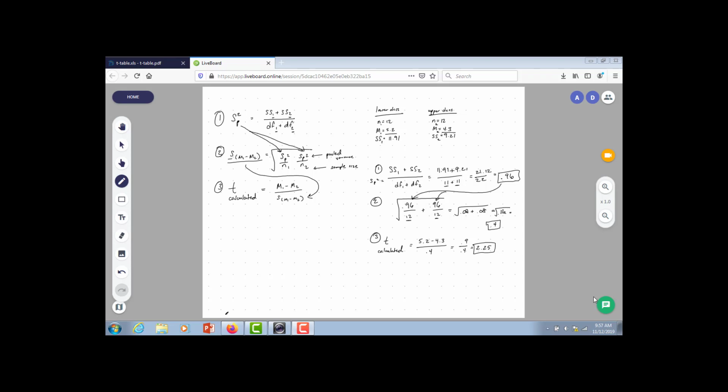Now, we have a t calculated, and we still need to make a decision in regard to rejecting or accepting a null hypothesis. In order to do that, we must go back to our t-distribution table, locate that t-critical, and then use that t-critical as a gauge of whether or not this mean difference is significantly different from what's to be expected, or if it's actually what should be expected. So let's go to our t-distribution table now.